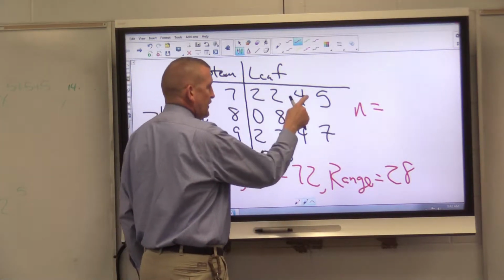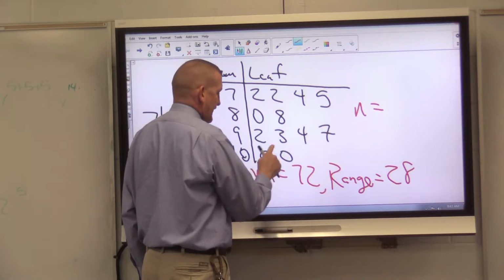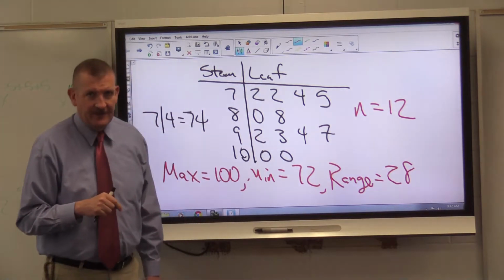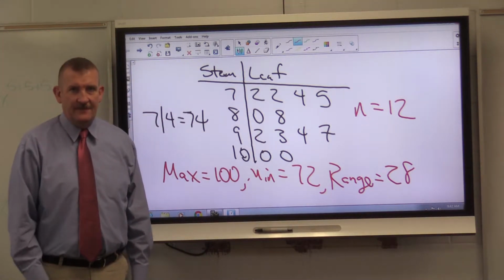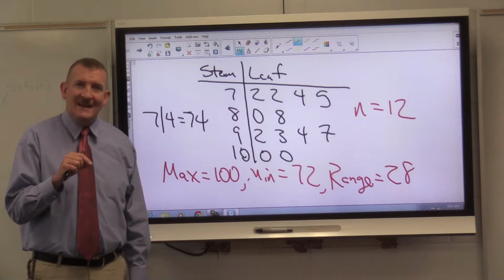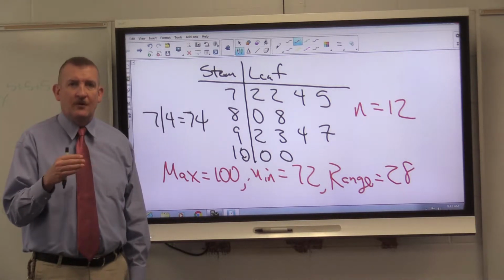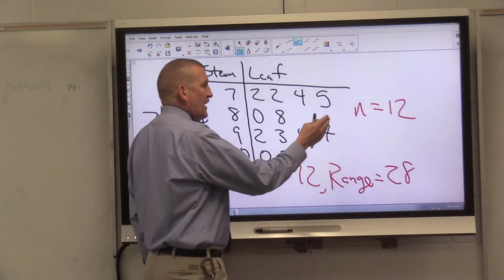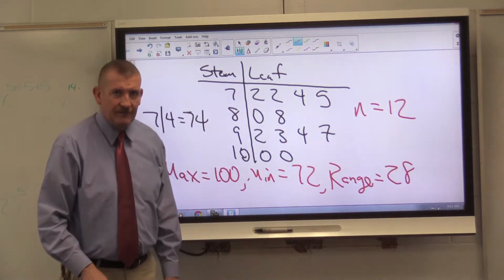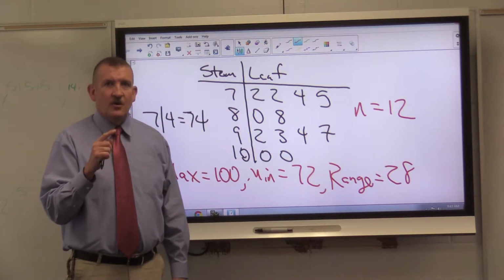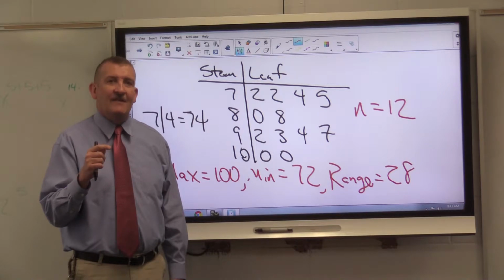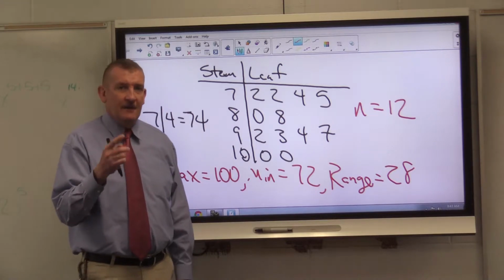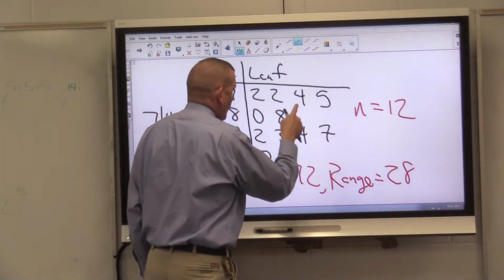I had 1, 2, 3, 4, 5, 6, 7, 8, 9, 10, 11, 12. I had 12 numbers in my data set. It's an even number data set. Therefore, remember, the median is going to be the average of the two middle numbers. Okay? Does everybody understand that? So, if my data set is 12, think to yourself, your middle two numbers means I'm going to have 5 numbers below and 5 numbers above. Pay attention. 1, 2, 3, 4, 5.